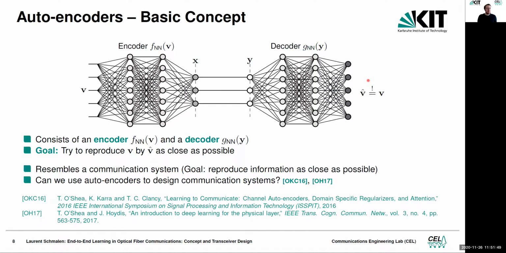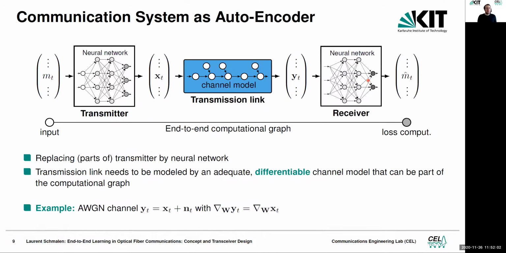And as this resembles a communication system, it has been recognized by Timothy O'Shea that we can implement a communication system using such autoencoder concepts. So in fact, it means that we replace the transmitter and the receiver by neural networks, and our channel by a computational graph that is differentiable. And then we can do the learning from end to end.